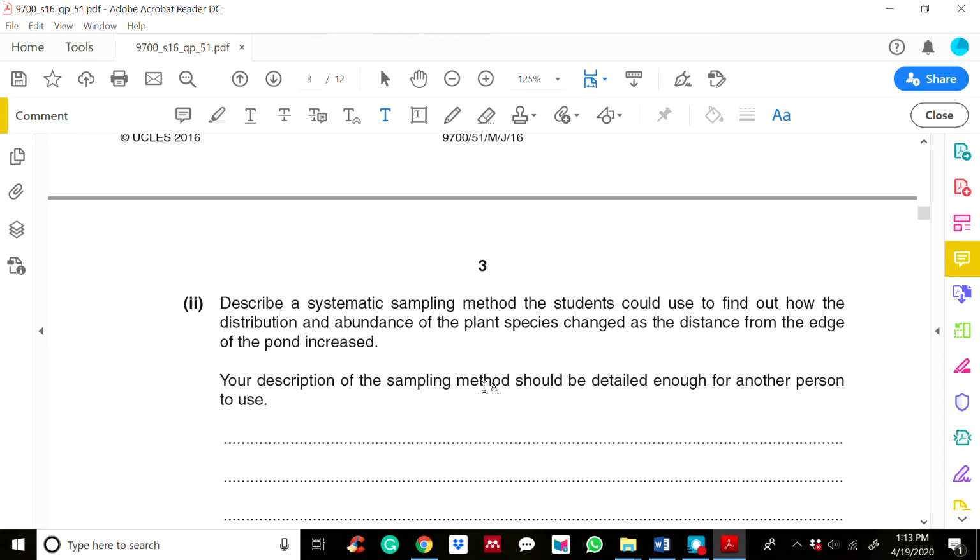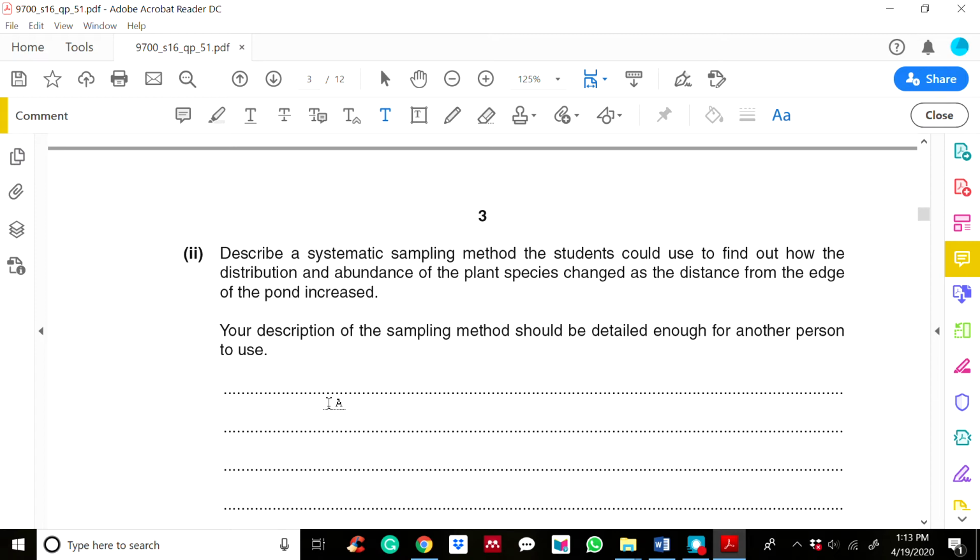Describe a systematic sampling method the students could use to find out how the distribution and abundance of plant species change as the distance from the edge of the pond increases. Your description of the sampling method should be detailed enough for another person to use. To do systematic sampling, you can perform a belt transect, where you place the quadrats at regular intervals along the transect.